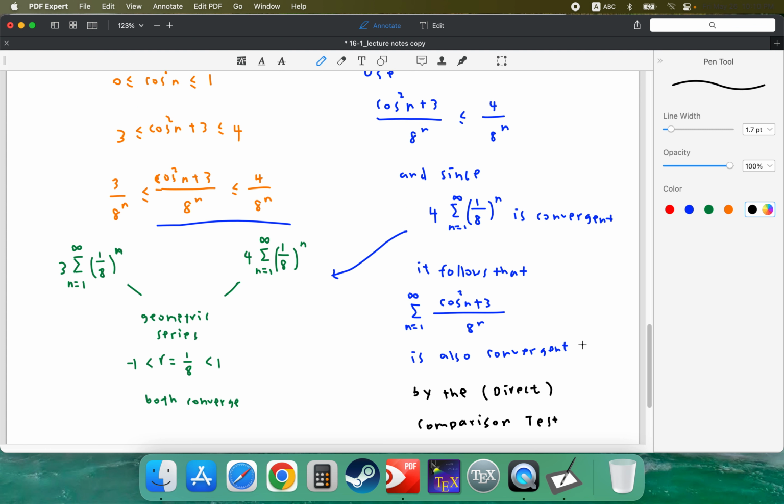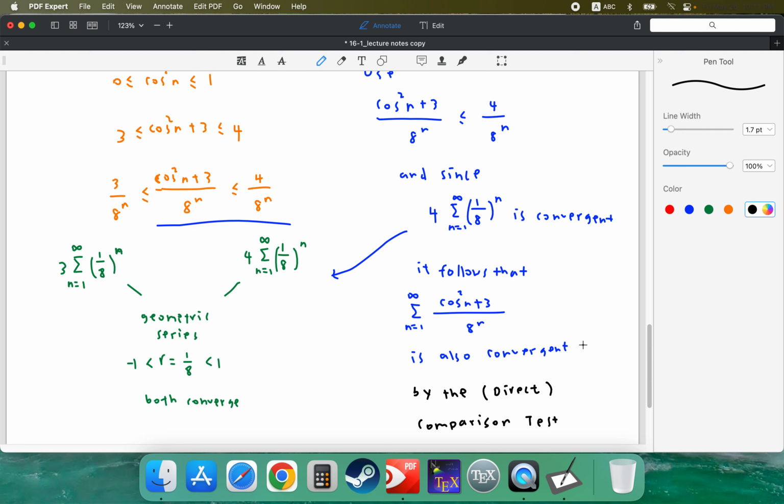Again, for comparison test, it doesn't matter if you're using the direct comparison test or the limit comparison test. You need to pick a series to compare with, so you need to create a series. The problem will not tell you, hey, pick me, pick me. You need to create that series on your own. And remember, we always want to pick either a geometric series or a p-series to compare with, because they are easy.